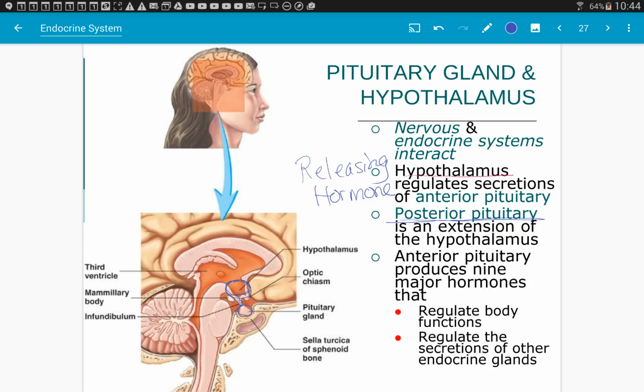So remember that there's definitely a difference there. The anterior pituitary produces 9 major hormones. They're important with body functions, and they also affect other endocrine glands and will tell them to secrete or stop secreting a particular hormone.